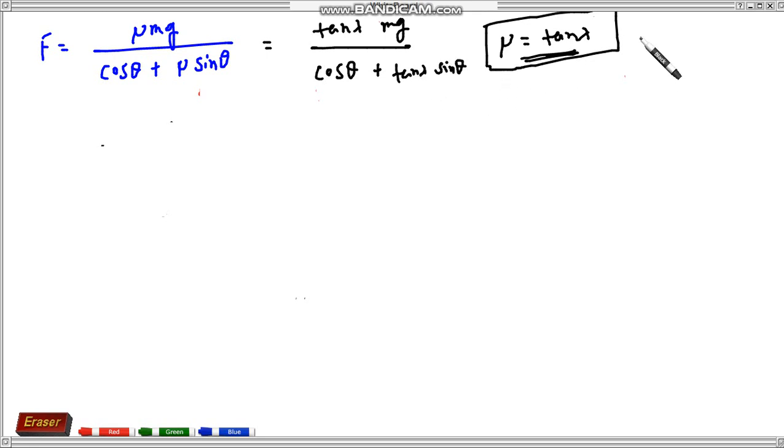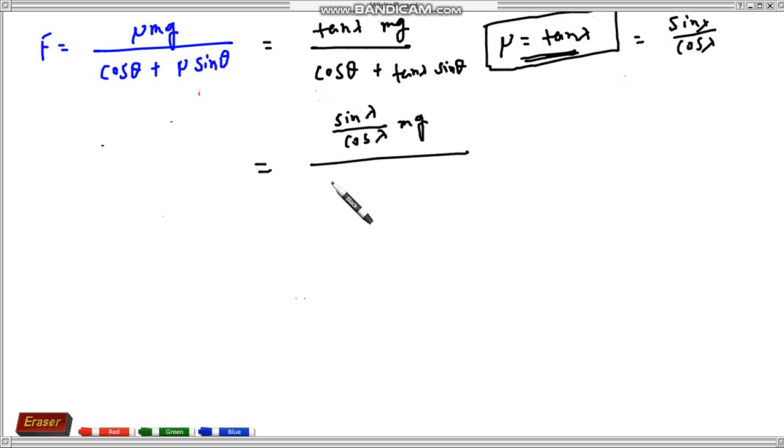Now tan lambda can be written as sin lambda by cos lambda. So it will be sin lambda by cos lambda into mg, divided by cos theta plus sin lambda by cos lambda into sin theta.